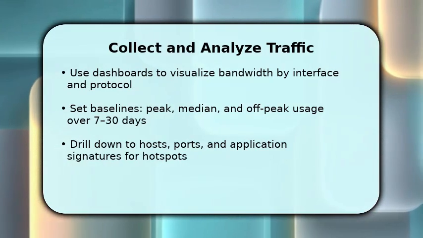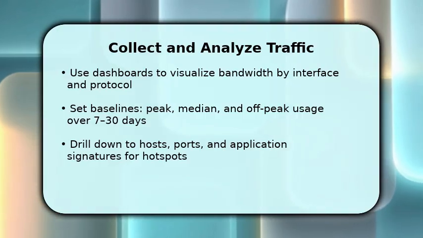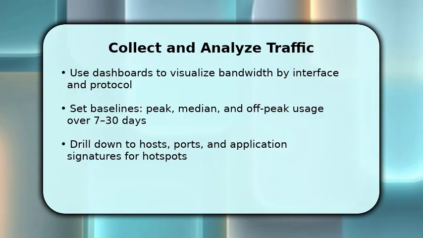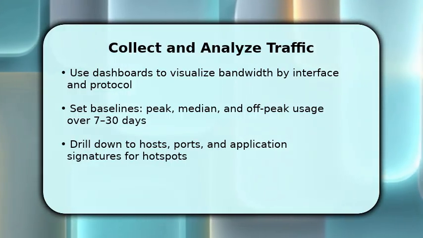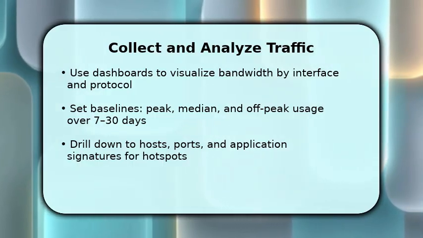With flows arriving, build dashboards that show interface throughput, top talkers, and protocol breakdowns. This helps you see what consumes bandwidth and when. Then create baselines over a week or month so anomalies stand out. Compare peak and average to detect unusual spikes.